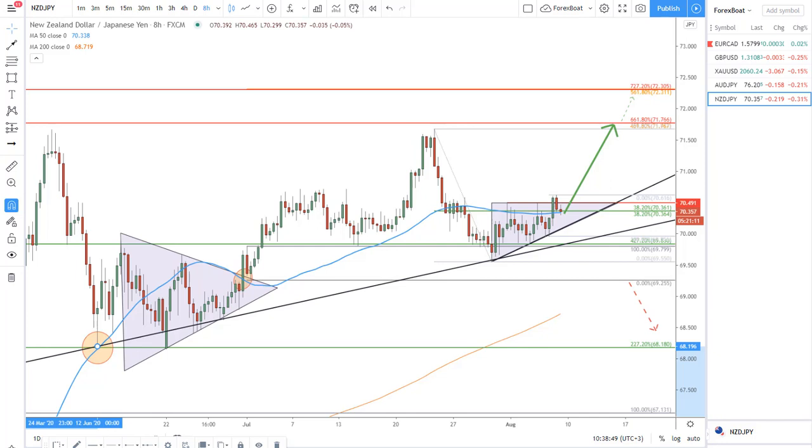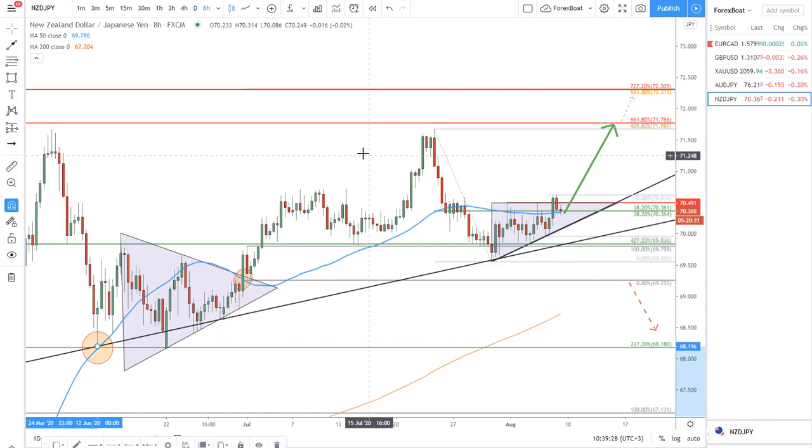Today we will be doing analysis on the New Zealand versus Japanese yen. Yesterday we had an idea on the Australian Japanese yen, which is highly correlated. We will get back to that in a moment, but now we will be analyzing the New Zealand versus Japanese yen currency pair. Before we get started, I would like to remind you that all the information in this video is for educational purpose only and should not be considered as financial advice.